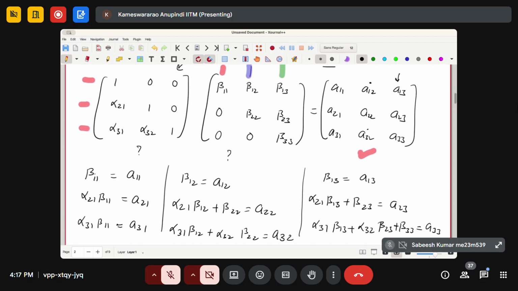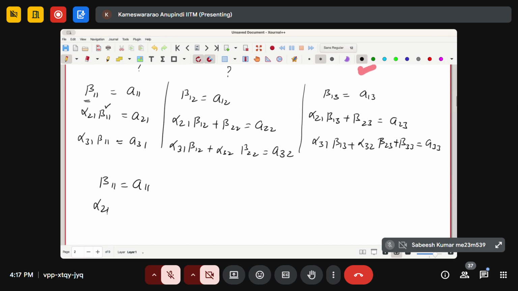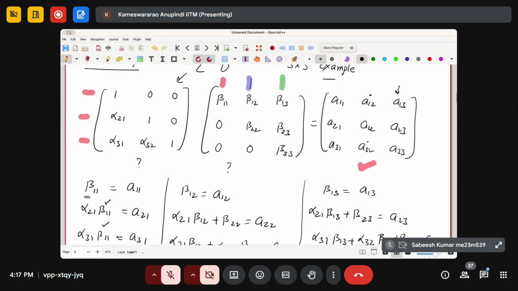Let me take the first row, first column value. From here I can calculate beta 11. Beta 11 equals A11. Once I know beta 11, I can use it here and calculate alpha 21. So alpha 21 equals A21 upon beta 11. I just calculated beta 11 here, I'm using it here, and then calculating alpha 31 in the same way. I already obtained beta 11, alpha 21, and alpha 31.